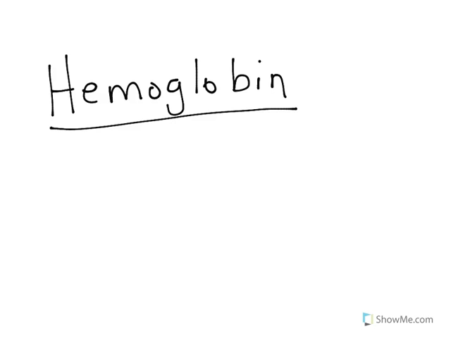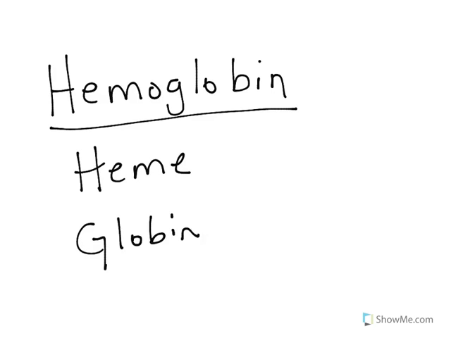If you look at the breakdown of the word hemoglobin, you're going to get heme and you're going to get globin. And these two structures are important. The heme portion is the pigmented portion. So everyone should know that the pigment is red.